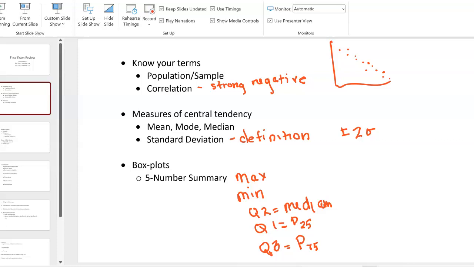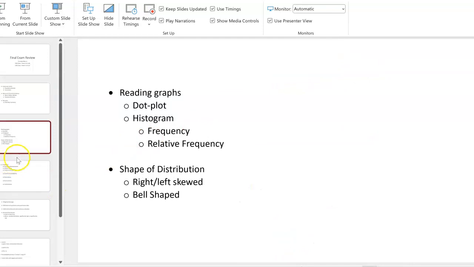Okay, so let me figure out how to go here and get the next slide. Exit drawing. Here we go.